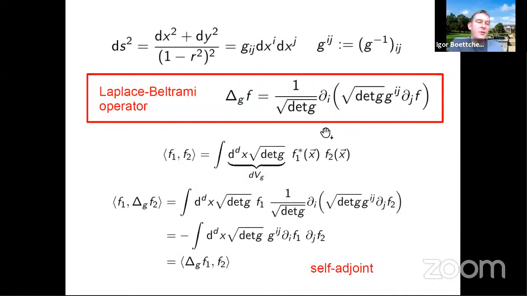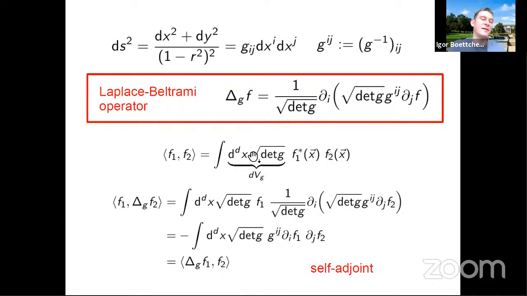So why on earth would anybody consider this operator? Well, the reason is you can define a canonical scalar product on this metric space, which looks the following. If you have two functions f1 and f2, then you just integrate over this space, but you need a volume element which is invariant under these isometries that I've shown you.